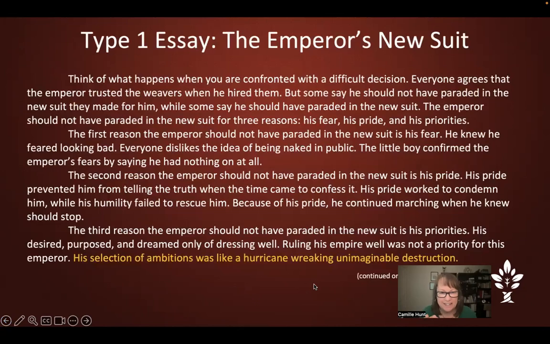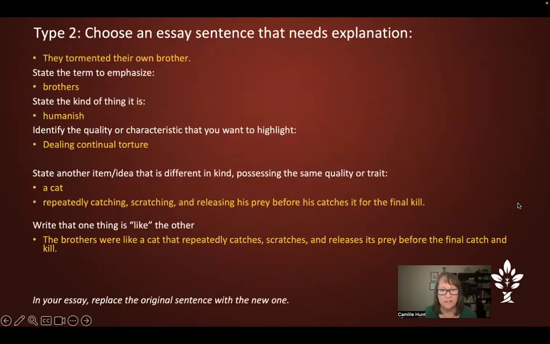So again, here's our simile. In the third reason paragraph, his selection of ambitions was like a hurricane wreaking unimaginable destruction. And that's the end of the essay.